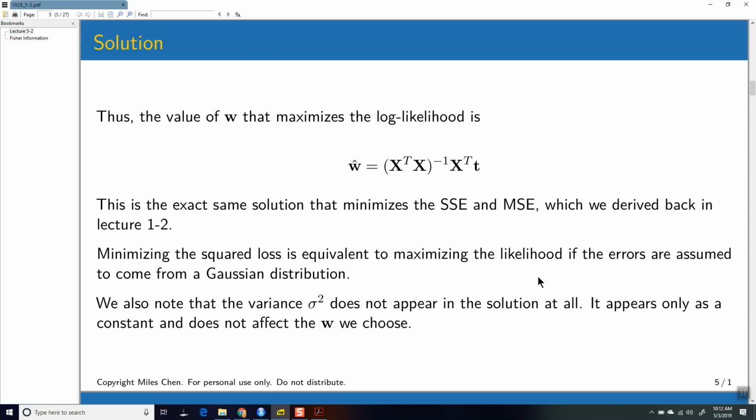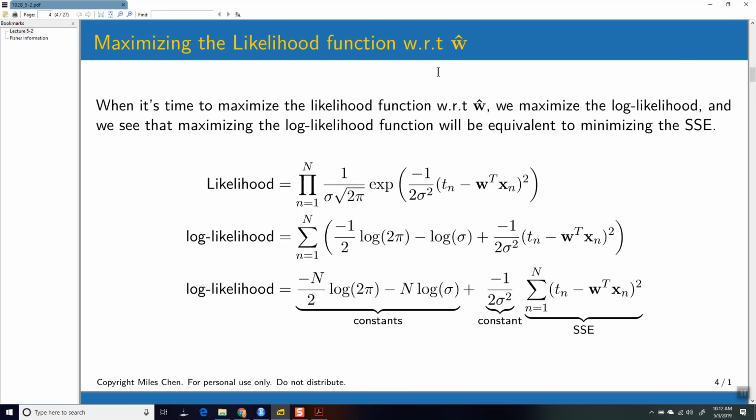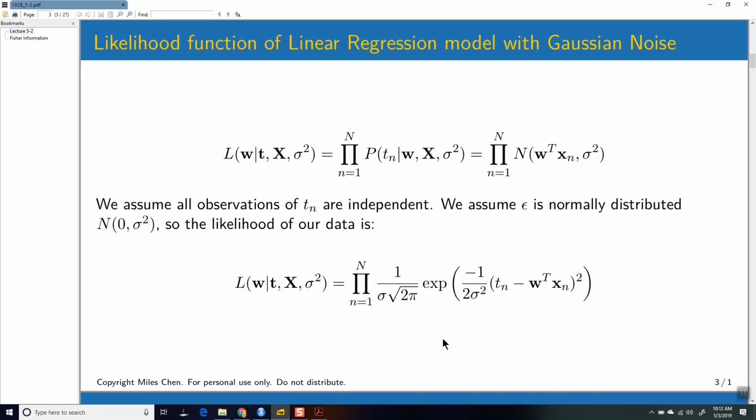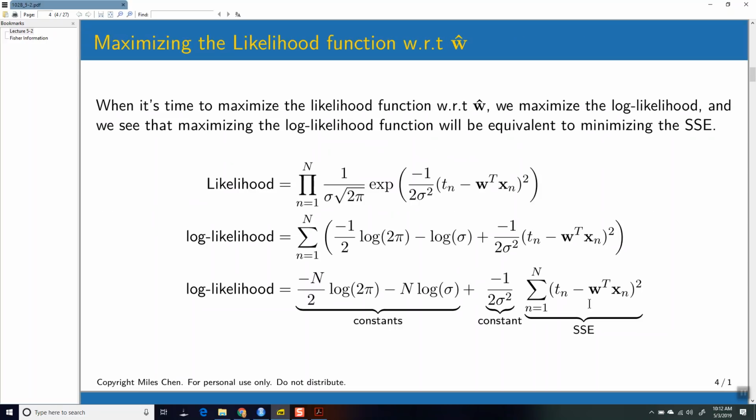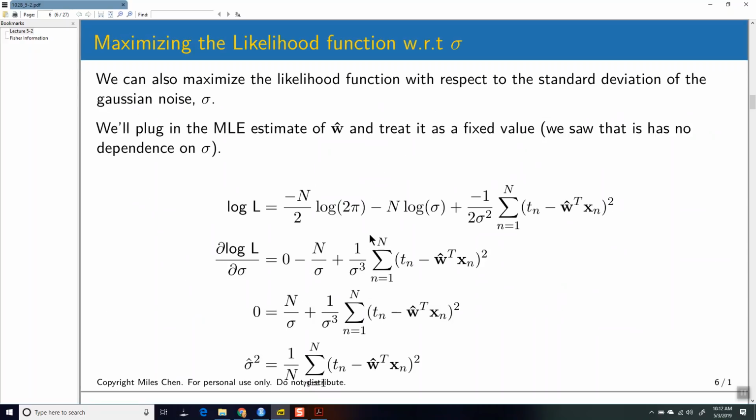All right. And so anyway, this is where it is. We could also take the same approach and say, let's maximize the likelihood function with respect to sigma, okay? Because that's also an unknown parameter. Earlier, we just treated sigma as some fixed value, and it turned out to be okay because it didn't factor into our solution at all. This time, we're going to maximize the log likelihood with respect to sigma.